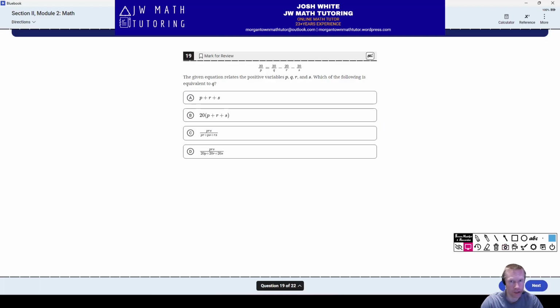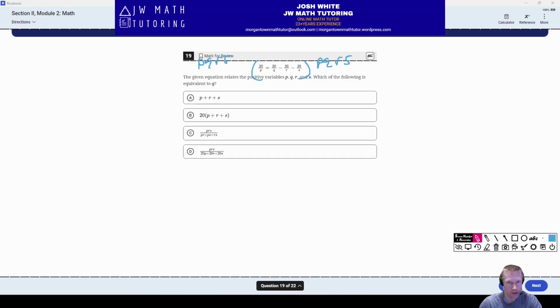Next up, we have question number 19. Here is a formula question. First, I will show you how to do this by hand, and then after that, I will show you how you can solve this in Desmos. So if you're going to do this by hand, you're going to have to multiply on both sides by the common denominator, and that's going to be PQRS. It's all four letters together.